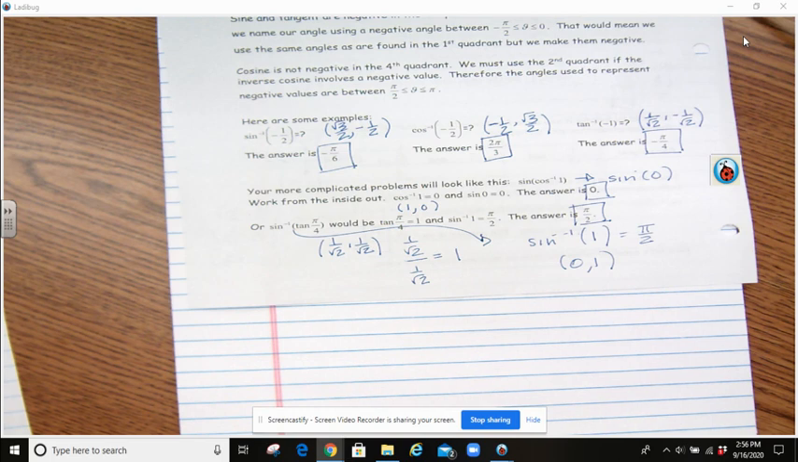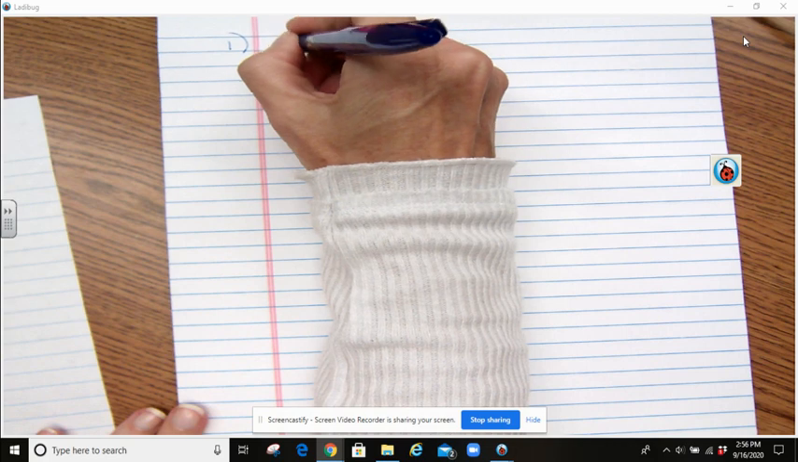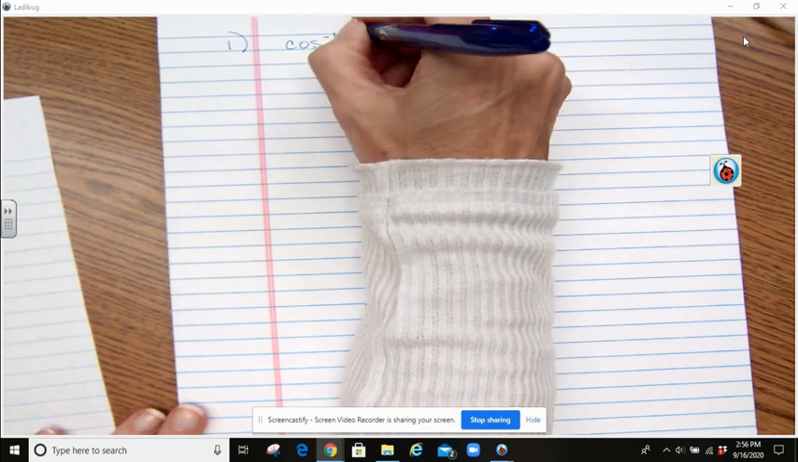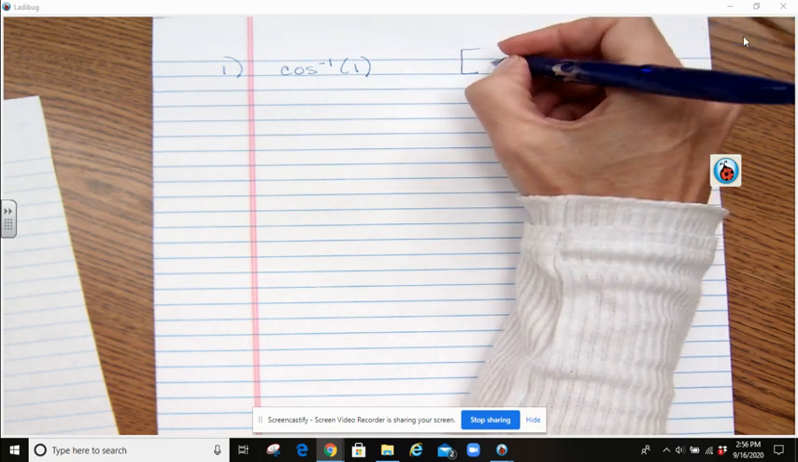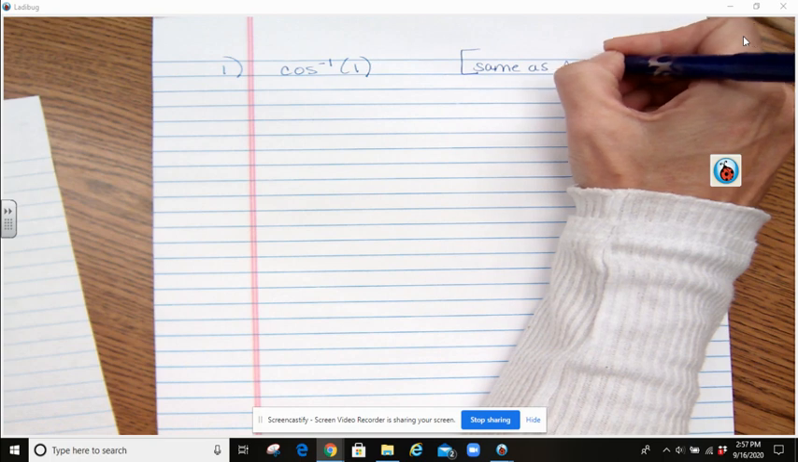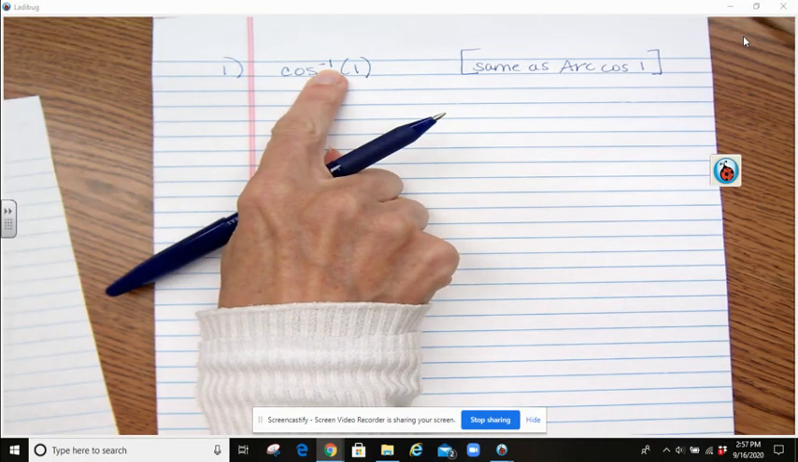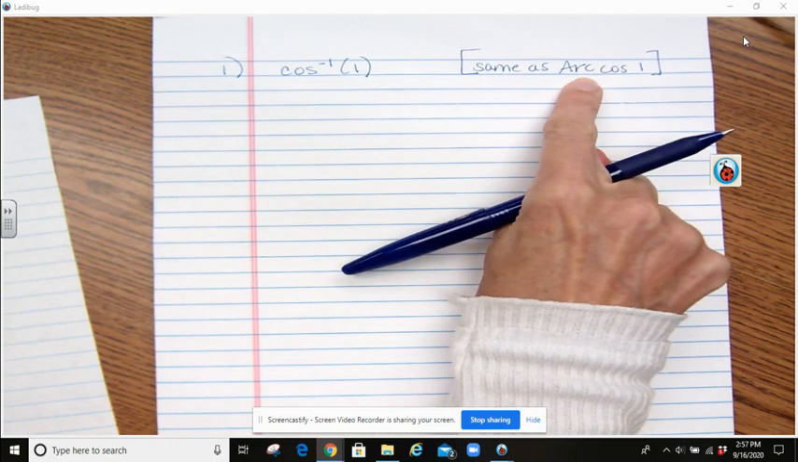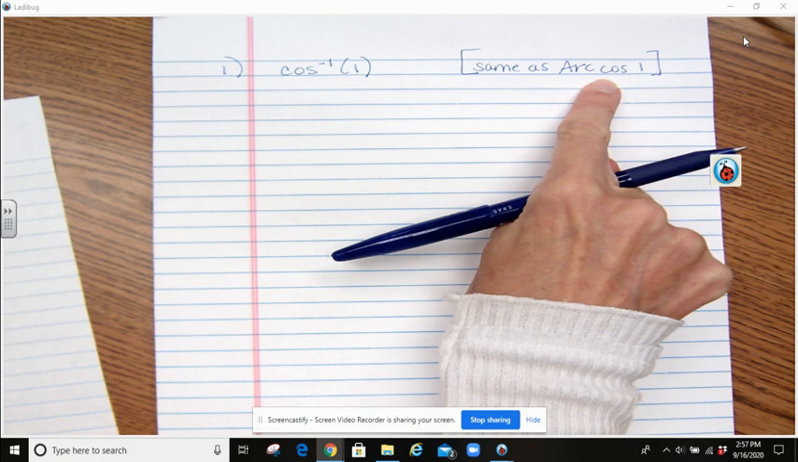All right, going to do a few more examples with you so that you can do your practice problems. All right, number 1. So inverse cosine of 1. And note that that is the same as if I said arc cosine of 1. So anytime you use that raised to the -1 power, that's inverse, but so is this. So those are interchangeable. They both mean inverse.